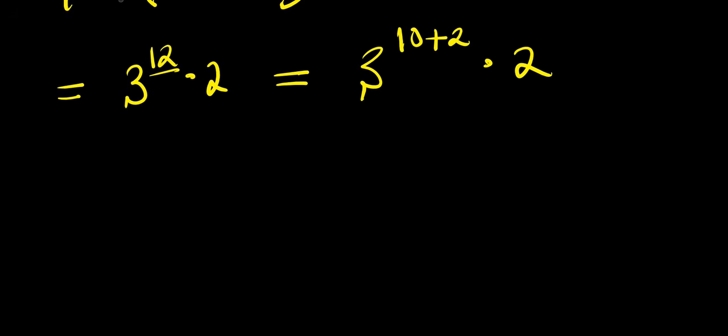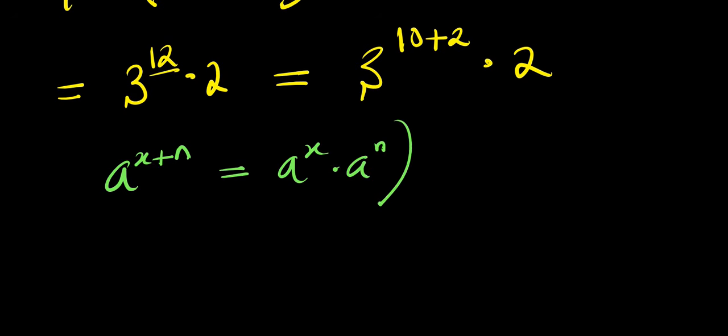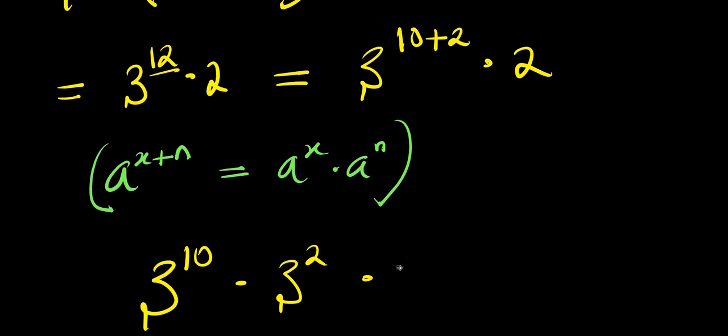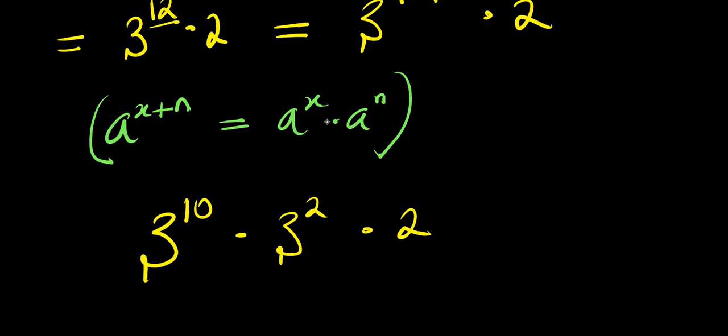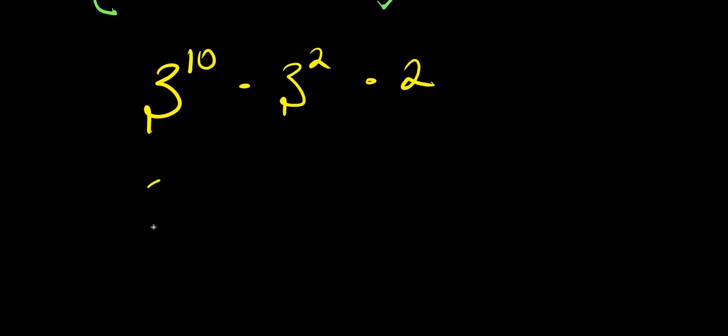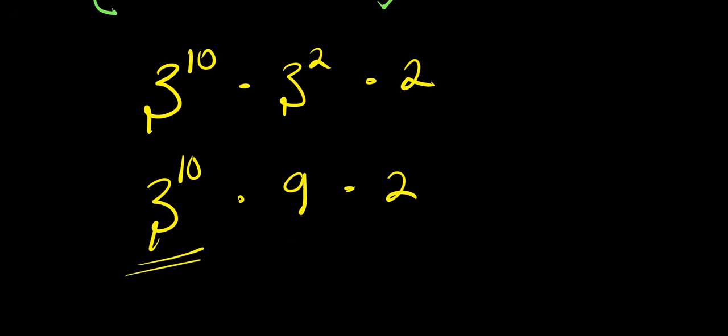We go back to the same identity, a power x plus n equals a power x times a power n. So this gives us 3 power 10 times 3 power 2 times 2. So this means we have 3 power 10 times 9 times 2. What is the value of 3 power 10?